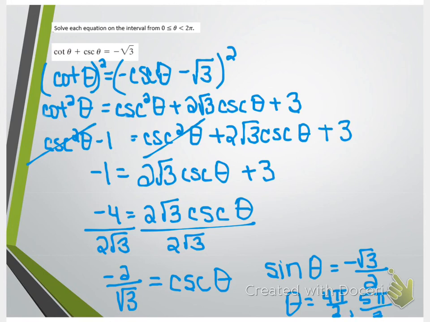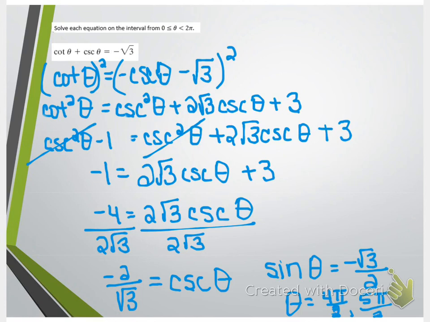The thing that you have to do whenever you decide you're going to square both sides of the equation is remember to check your answers. That's why I really wanted to show you this one. So we worked this all the way out and got sine of theta is negative root 3 over 2. On the unit circle, going from 0 to 2 pi, we've got the 4 pi over 3 and the 5 pi over 3.